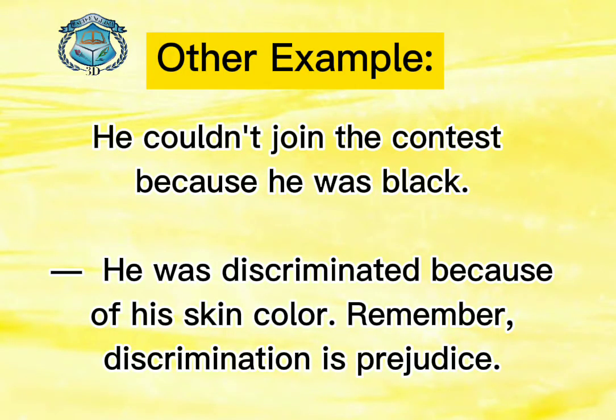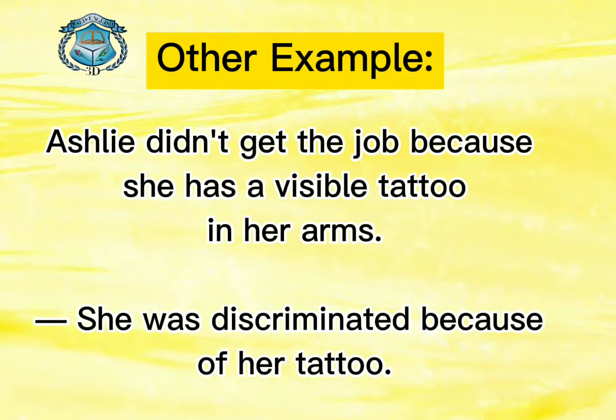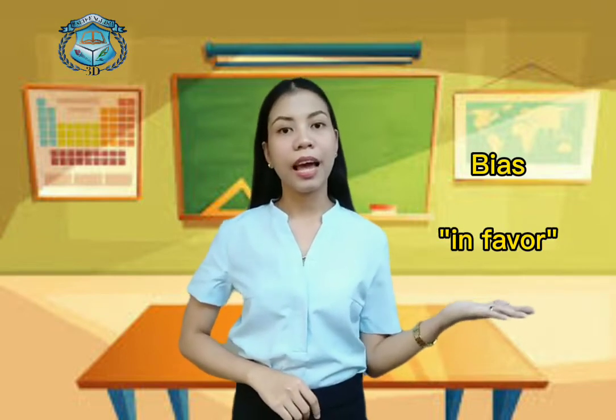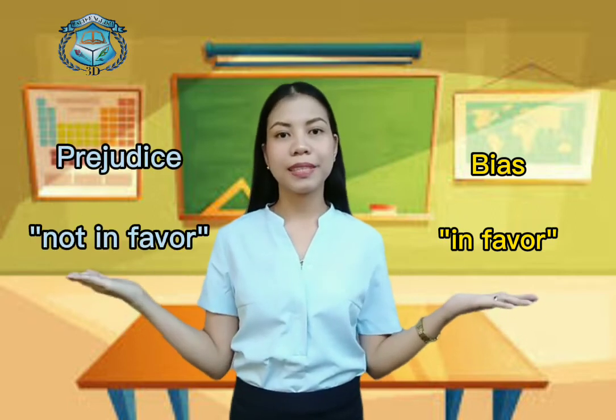Another example, he couldn't join the contest because he was black. He was discriminated against because of his skin color. Remember, discrimination is prejudice. Ashley didn't get the job because she has a visible tattoo on her arm. She was discriminated against because of her tattoo. Even though these people have not done anything wrong, because of their background, people tend to prejudge them and eventually discriminate against them. Remember that bias is in favor of something and prejudice is not in favor of something.